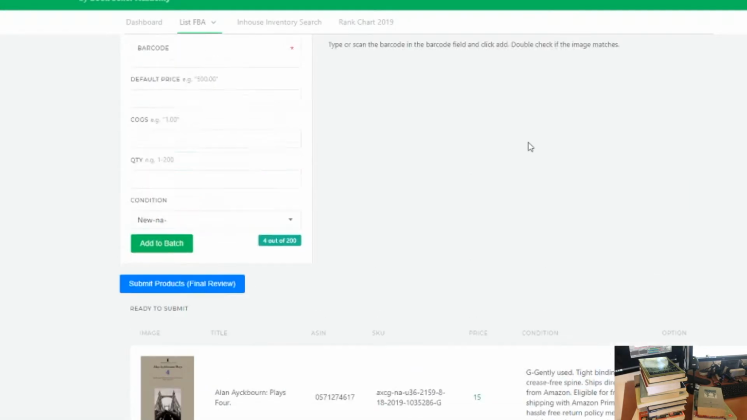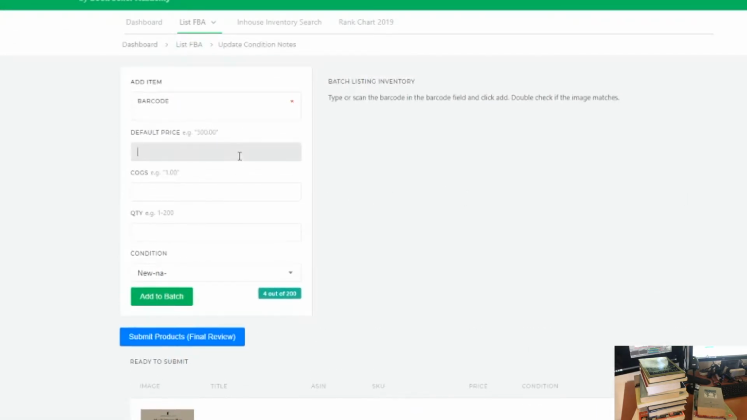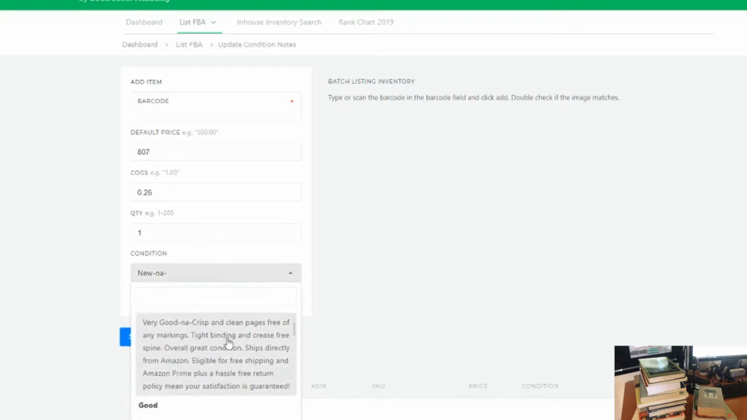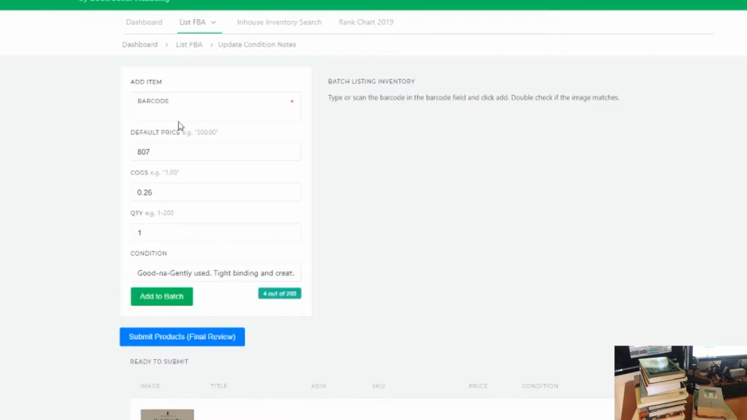Price has been updated. Let's set this again, 807. Cost of goods is 26 cents, 21. And let's go ahead and set it to good. All right. Let's keep going here.